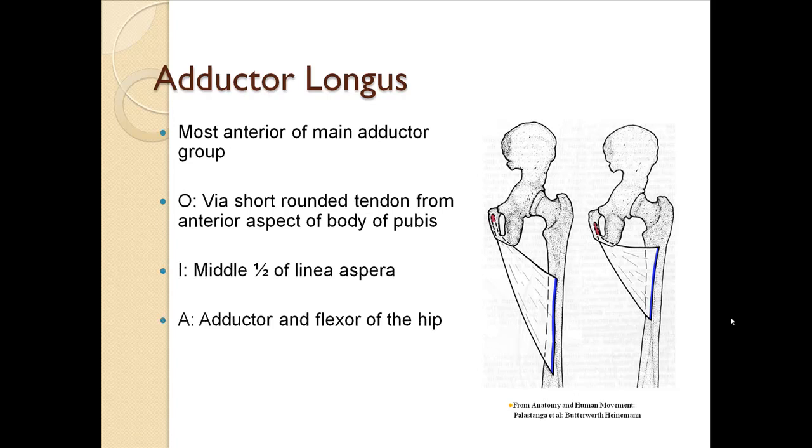It is an adductor and a flexor of the hip joint, and it has its nerve supply via the obturator nerve L2, 3 and 4. Anatomically, adductor longus is very prone to injury. The reason being that we have a fairly large muscle here converging onto a small tendon.